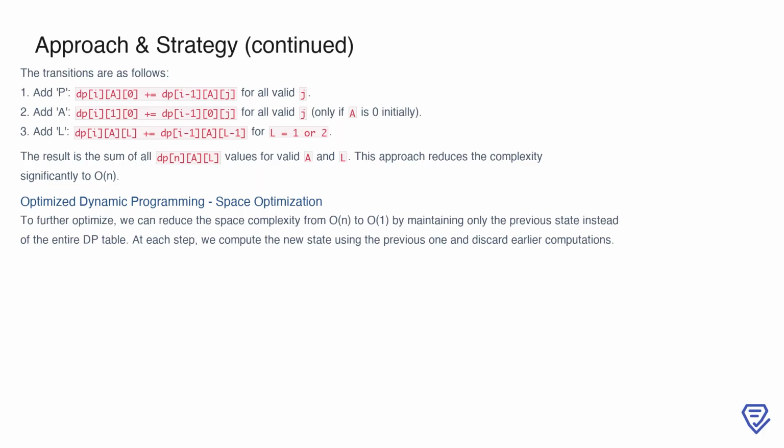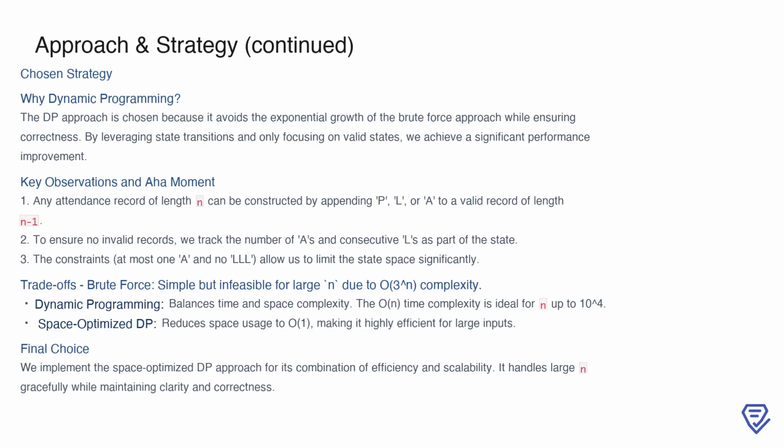Instead of maintaining a full dp table, we only keep track of the previous state, allowing us to compute the current state and discard earlier ones. This reduces space usage from O(n) to O(1), while maintaining the same correctness and efficiency. The dynamic programming approach is chosen for its balance of efficiency and clarity.